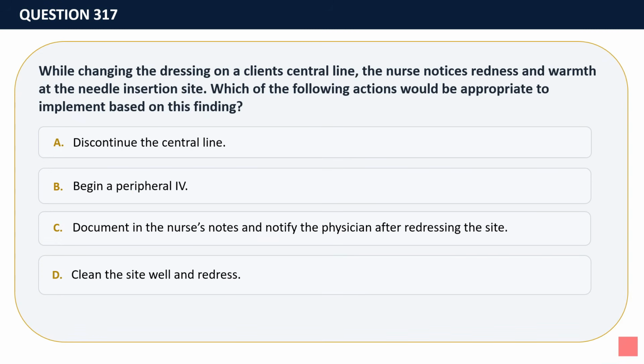Question 317. While changing the dressing on a client's central line, the nurse notices redness and warmth at the needle insertion site. Which of the following actions would be appropriate to implement based on this finding? A. Discontinue the central line. B. Begin a peripheral IV. C. Document in the nurse's notes and notify the physician after redressing the site. D. Clean the site well and redress.